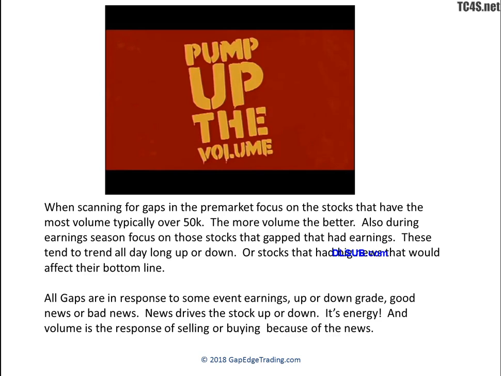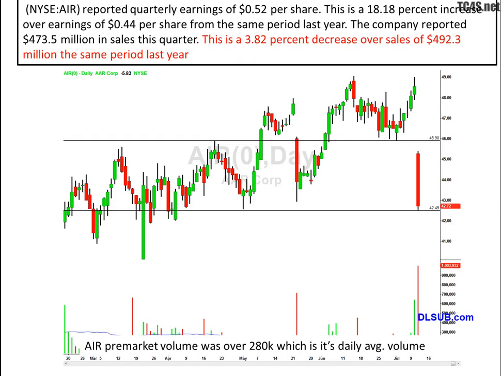You want to focus on maybe shorting, looking for opportunities to get short this stock at the open or intraday throughout the day. So pay attention to the news, pay attention to the volume, and I'm going to go over some of these reasons through this chapter. So here we have an example of AIR, a New York Stock Exchange traded stock, that reports quarterly earnings of 52 cents per share.